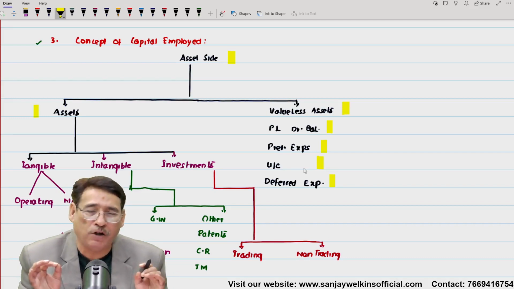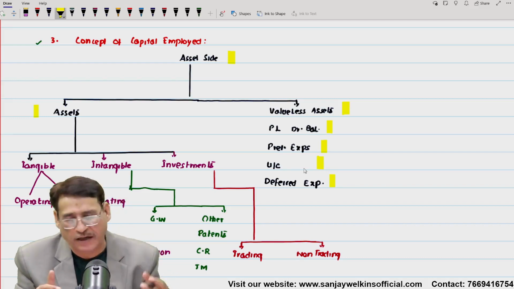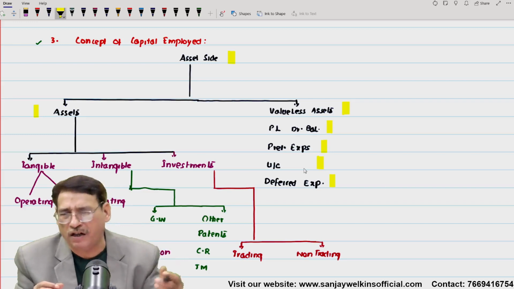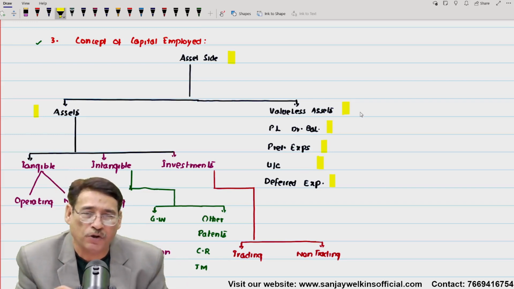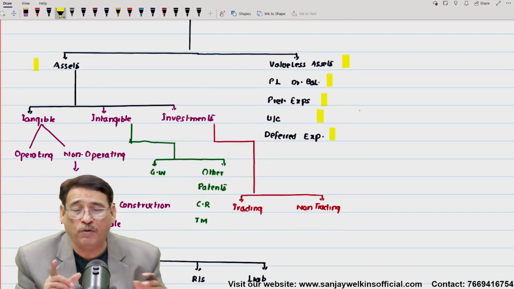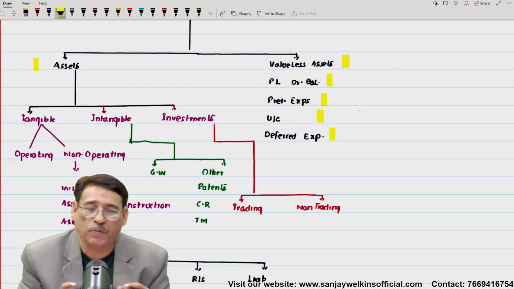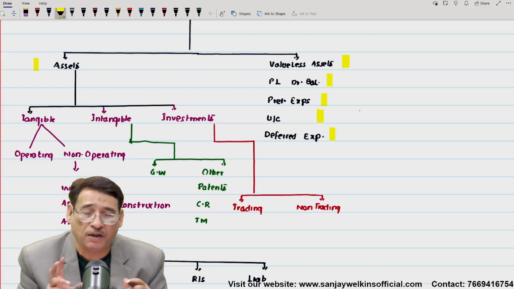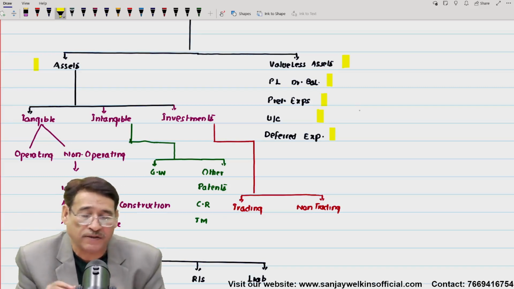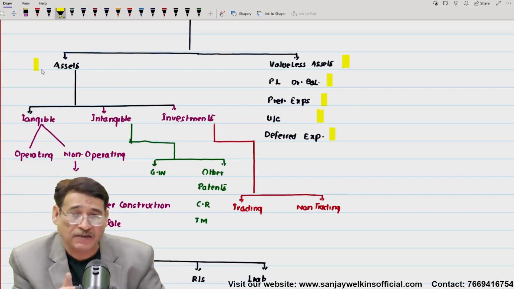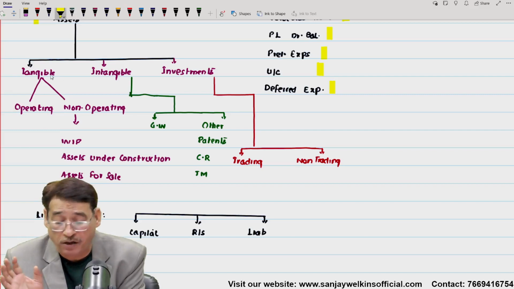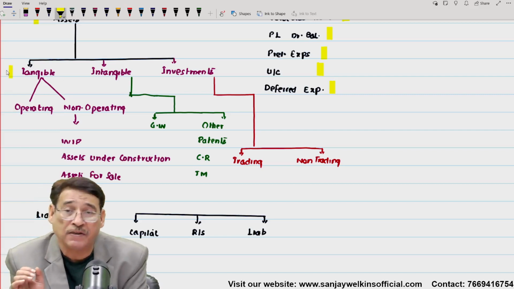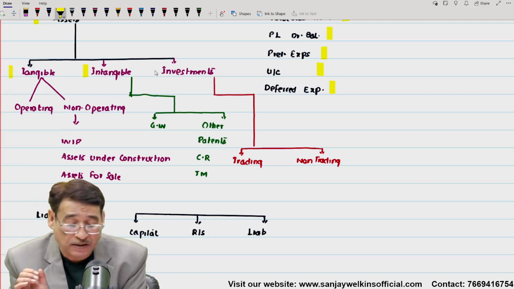That means while doing the valuation of goodwill, or for that instance, anywhere in accounts, we never take valueless assets into account for the computation of capital employed. Correct? So on the asset side, you must not skip this particular point out of your mind that there are two things, assets and valueless assets. As far as assets are concerned, for simplicity's sake, we can further divide them into three parts: tangible assets, intangible assets, and investments.